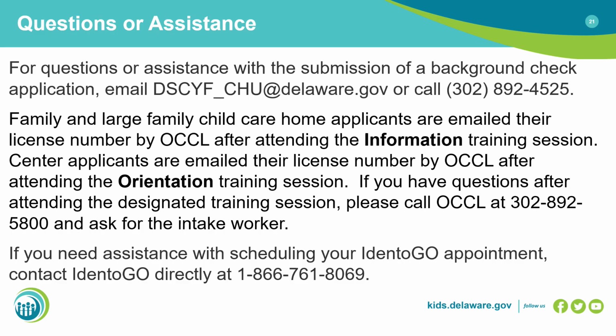302-892-4525. Family and large family child care home applicants are emailed their license number by OCCL after attending the information training session. Center applicants are emailed their license number by OCCL after attending the orientation training session. If you have questions after attending the designated training session, please call OCCL at 302-892-5800 and ask for the intake worker.